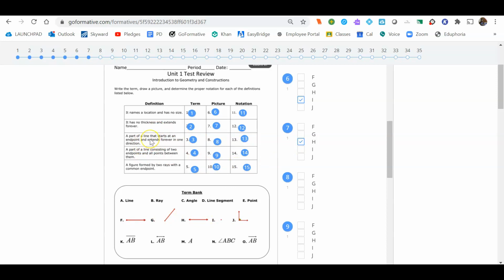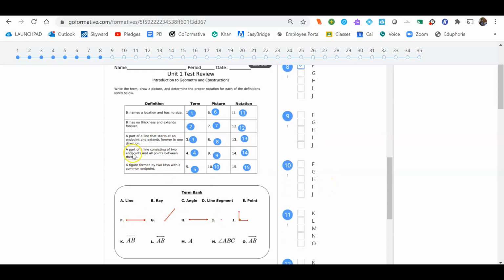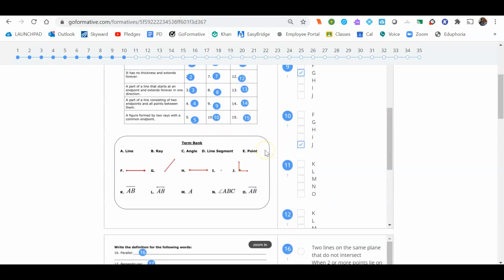Number 8, we said this one was a ray in one direction, so it has 1 arrowhead. That would have to be letter F. Number 9, part of a line that we said was a segment, so that's letter G. And then on number 10, we said that was an angle, so that's going to be letter J. Once you know the term, you can match it to the picture.